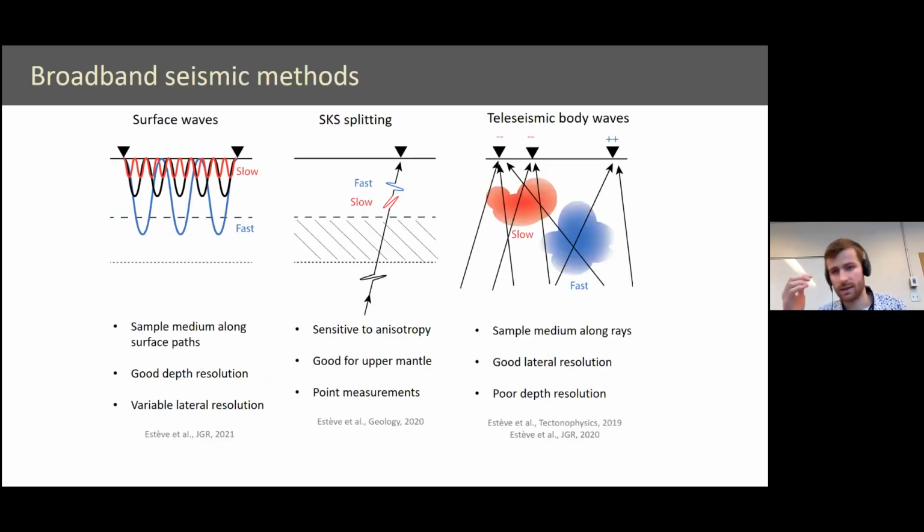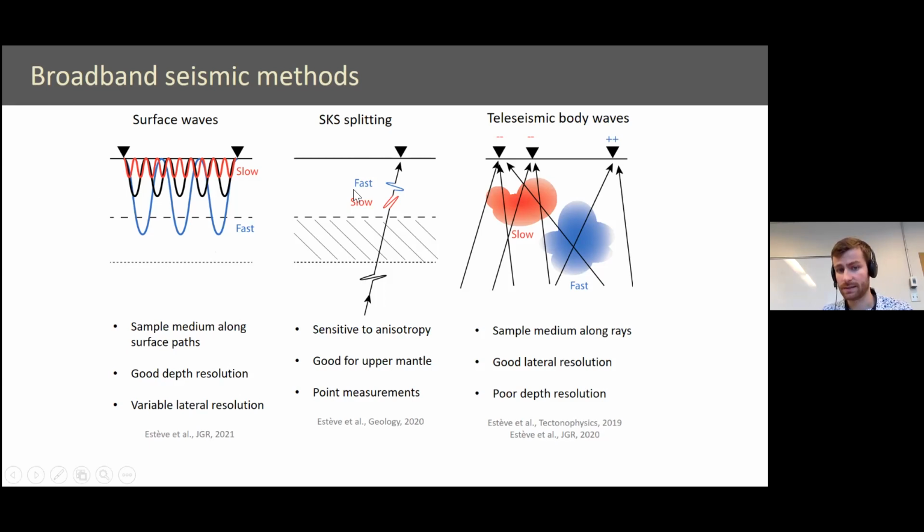I know that in the audience, there's not a lot of geophysicists, so I'm going to skip all the details about the method. I just have 2 or 3 slides to give you a rough idea of what we've done. Basically, the surface waves sample the medium along surface paths as shown here. Short periods are going to be slow and longer periods are going to be faster. The surface waves have a good depth resolution and variable lateral resolution, which in surface wave tomography would depend, for example, on path coverage.